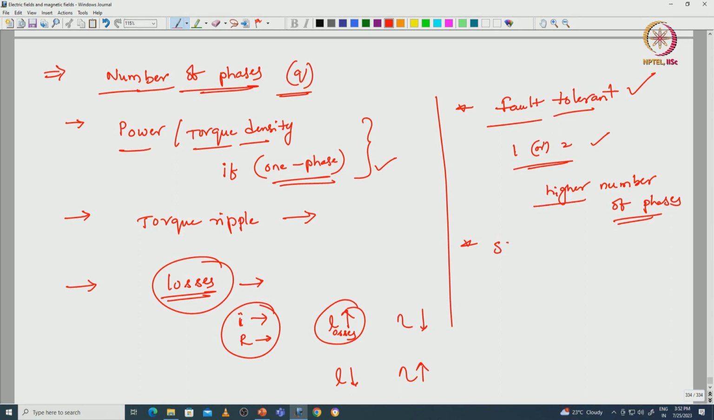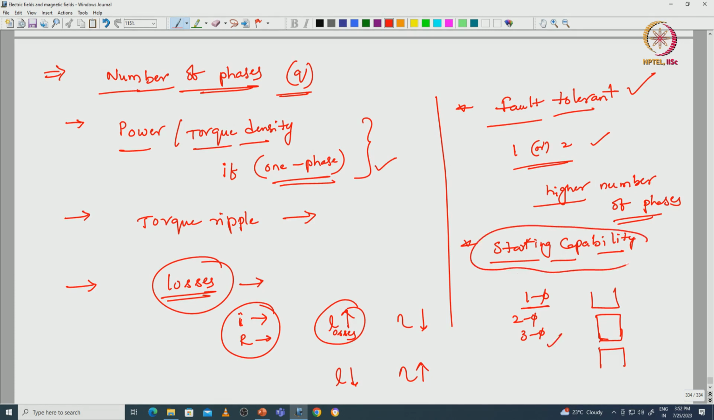And the next thing will be starting capability. This is an important parameter. If we consider only a single phase SRM, where there is only one pole pair at the stator side, once the rotor comes and aligns with respect to this pole, it is unable to rotate; it will be in magnetic locking. So, in order to make a symmetrical rotation, we have to select a higher number of phases like 2 phases or 3 phases in this fashion. So, with respect to the starting capability also, we have to select the number of phases.